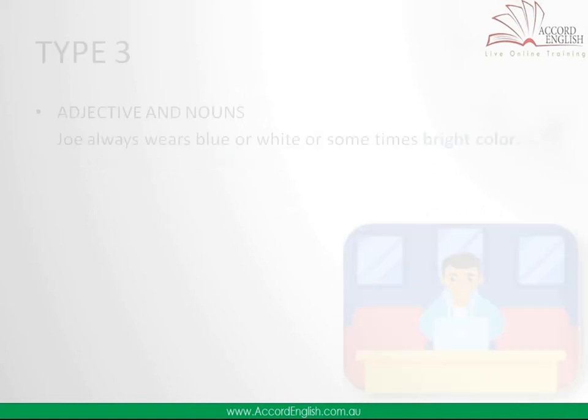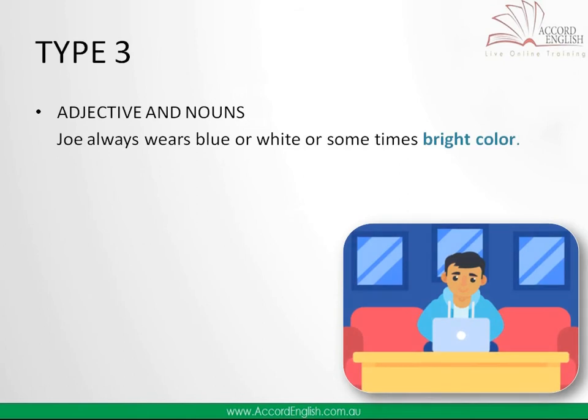The third type is adjectives and nouns together to form one collocation. As you can see, Joe always wears blue or white or sometimes bright color. The collocation bright color has one adjective and one noun. So this is type 3 of collocations in English.